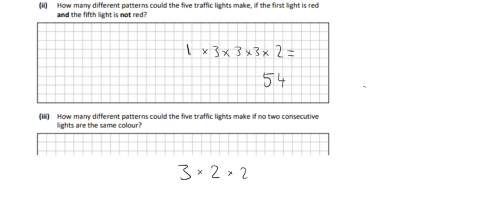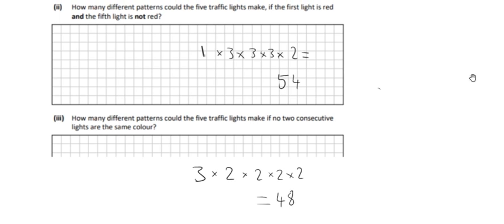And then it's the same for the last 2. So it's 3 times 2 times 2 times 2 times 2. And we get 48 in the end. And that's all. And then that's it for that question and for that exam paper.